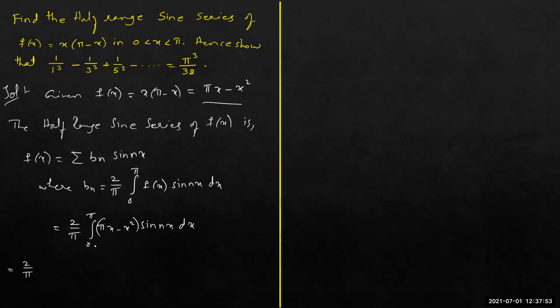Since it is a product of two functions, we can use integration by parts. Also, one function here is an algebraic expression, so I can use the idea of Leibniz. First of all, I'm writing pi x minus x square as it is. Then when I integrate sine nx, the integration of sine nx is minus cos nx divided by n. Then minus, when you differentiate this, we'll get pi minus 2x into, when you integrate this total function, minus sine nx divided by n square.